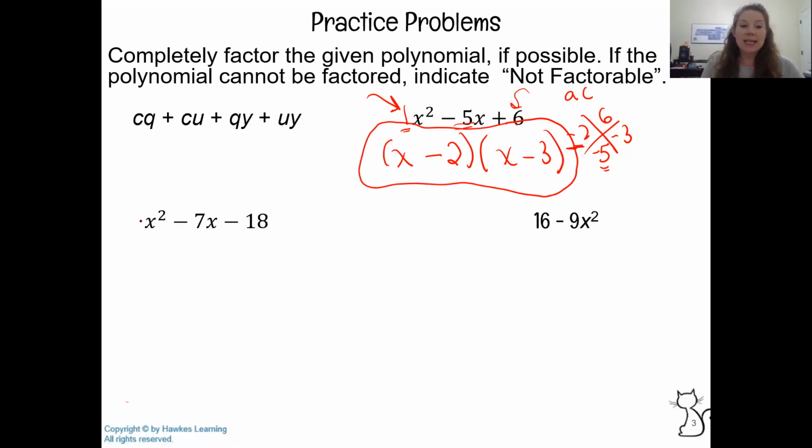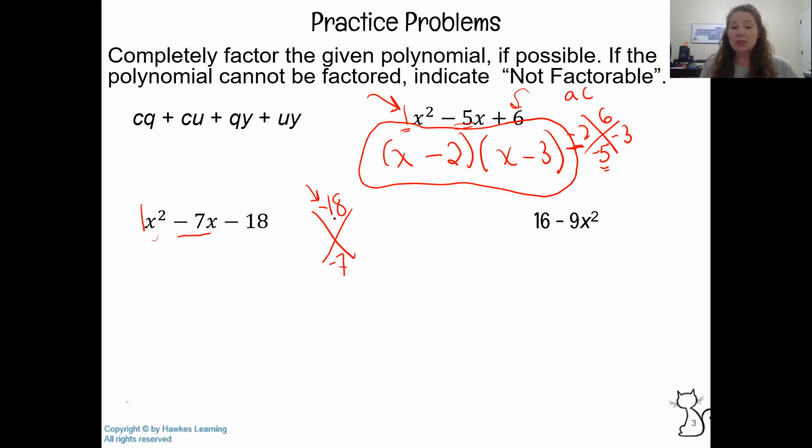So on this one, once again, our coefficient of x squared, or in other words, our A, is positive 1. So since it's positive 1 and 1 times -18 is -18, in this situation, we need 2 numbers that multiply to give us -18 and add to give us -7. So to get the product of a negative number, we have to have a positive and a negative. So the factors of 18 are 1 and 18, 2 and 9.